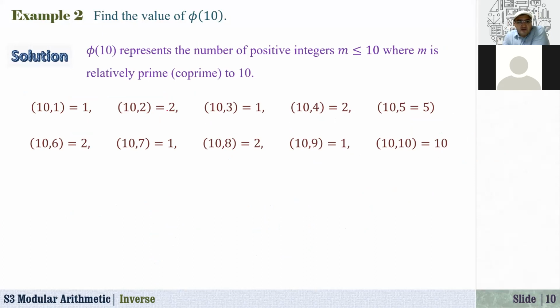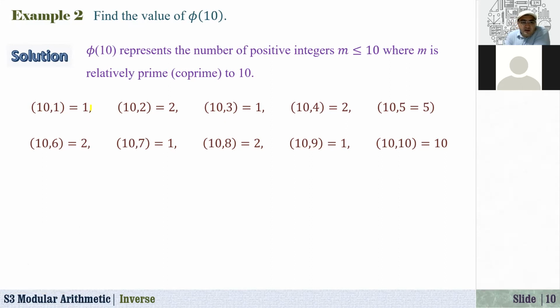Highest common factor of 10 and 2, that is 2. Highest common factor of 10 and 3, it is 1. 10 and 4, it is 2. 10 and 5, it is 5. 10 and 6, it is 2. 10 and 7, it is 1. And 10 and 8, it is 2. 10 and 9 is 1. 10 and 10, it is 10.